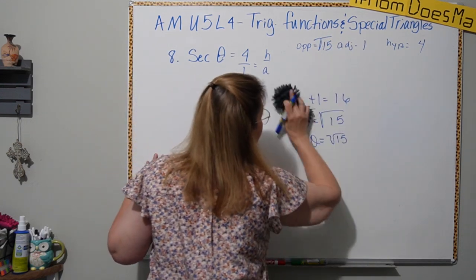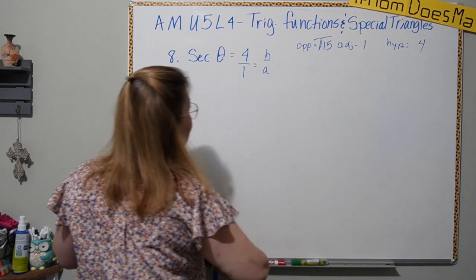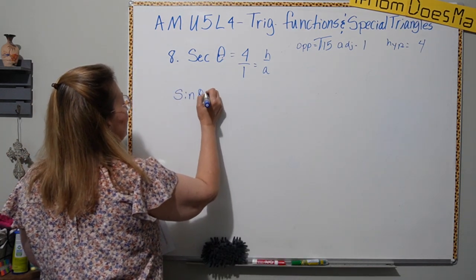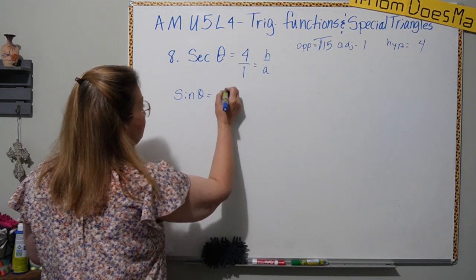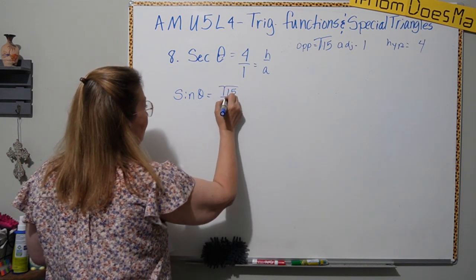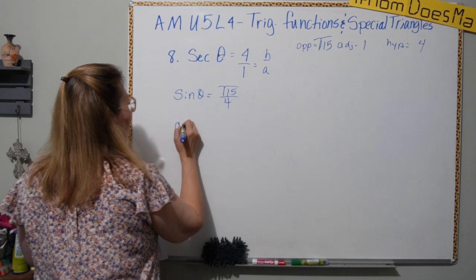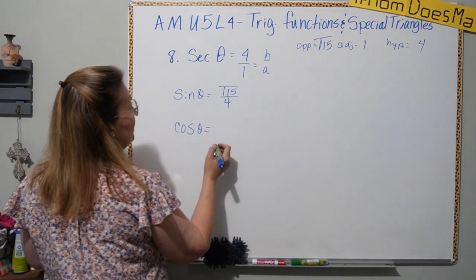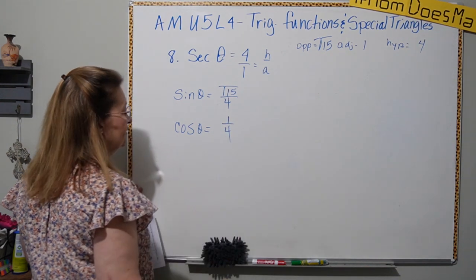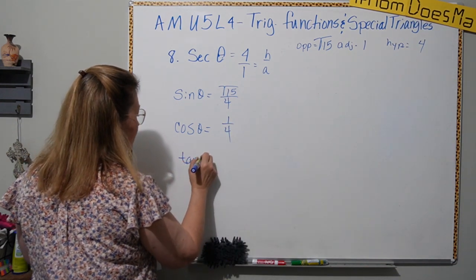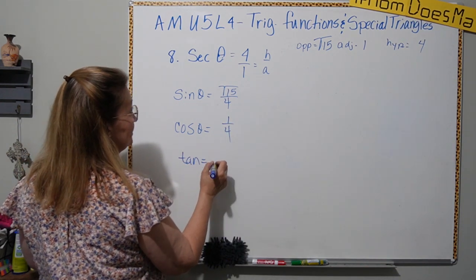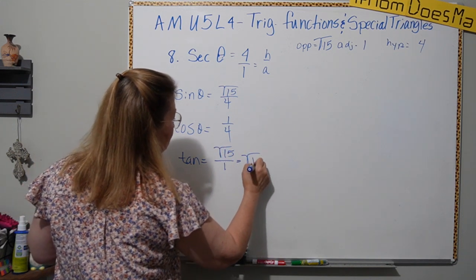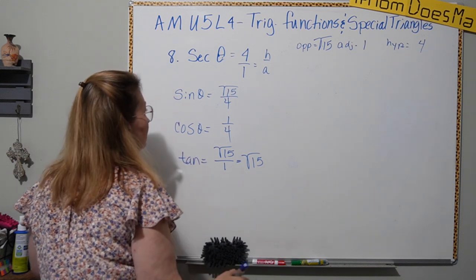Now we are just ready to plug these in and rationalize if necessary. So first of all, sine of theta is opposite over hypotenuse, so that's square root of 15 over 4, which is fine. All right, cosine of theta, which is adjacent over hypotenuse, is 1 over 4, which is fine. And tangent is opposite over adjacent, so that's square root of 15 over 1, which is just square root of 15. Okay, those worked out fine.